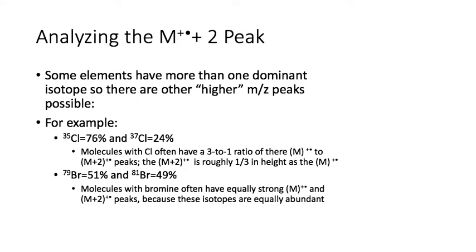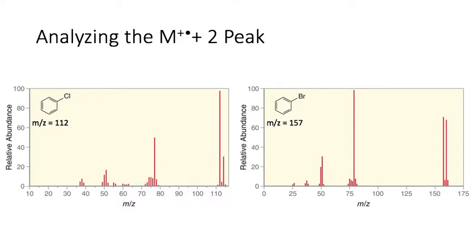So the peak at the plus 2 position is roughly a third of the height of your radical cation peak. So you'll see a peak 2 spaces over, and then it'll be roughly a third of the height, or a third of the abundance of the original peak. And then for bromine, you have 2 isotopes, again, 2 steps away from each other, bromine 79 and bromine 81. And these are roughly the same in abundance, so they'll have roughly the same height of their peaks. So your radical cation peak and the radical plus 2 cation peak will be roughly the same heights because they're in equal abundance. So here's a picture of what's happening.